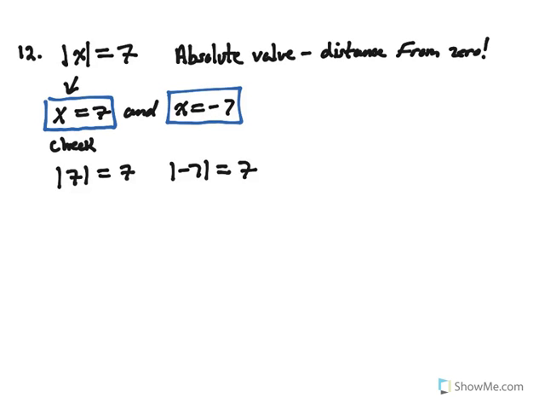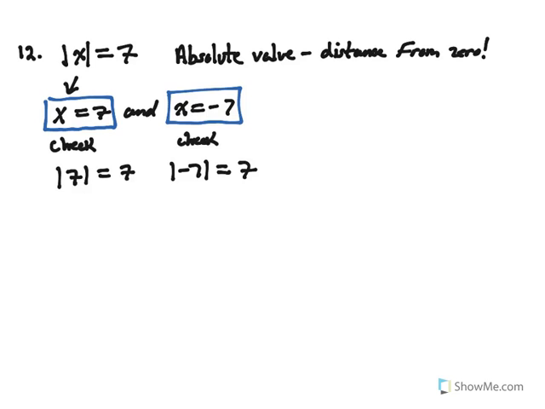So you've got to think, what do I need to plug in for x, take the absolute value of that to get 7? Well, 7 and negative 7, if I take the absolute value of both of those, I still get a positive 7. Okay? So that's what the answers are.